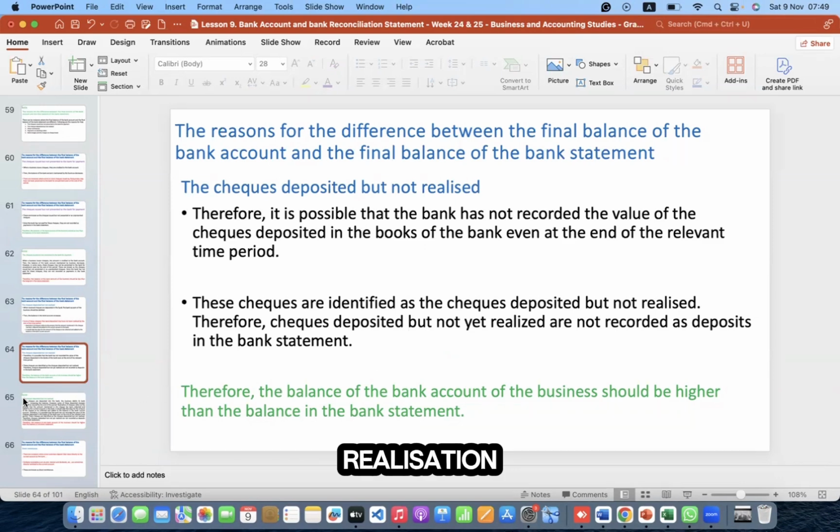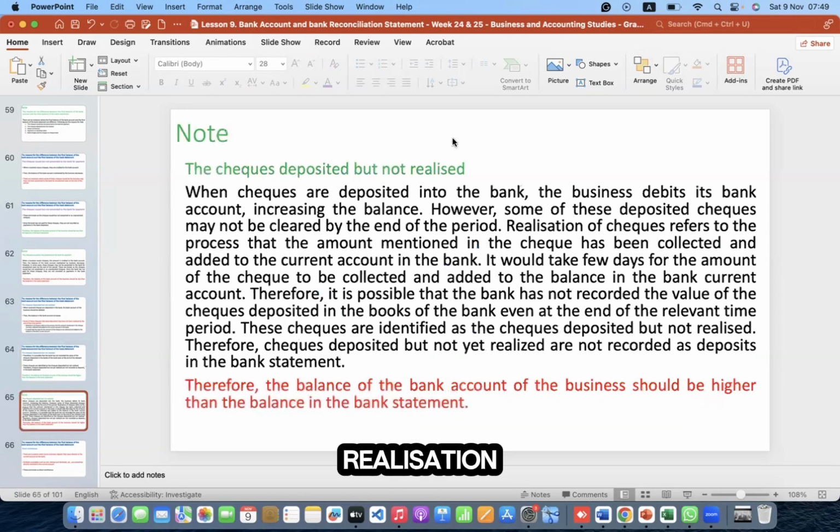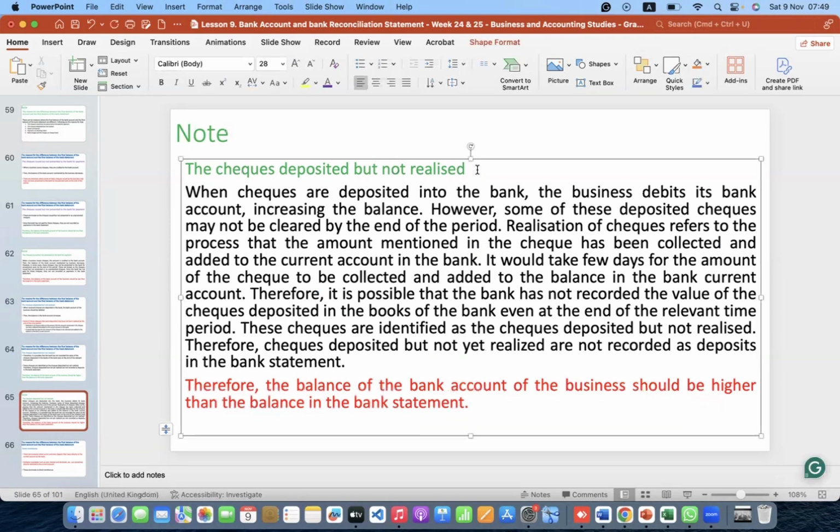So let's go for the note. Put a subheading, the checks deposited but not realized. I will read out this note, okay? When checks are deposited into the bank, the business debits its bank account, increasing the balance. However, some of these deposited checks may not be cleared by the end of the period.